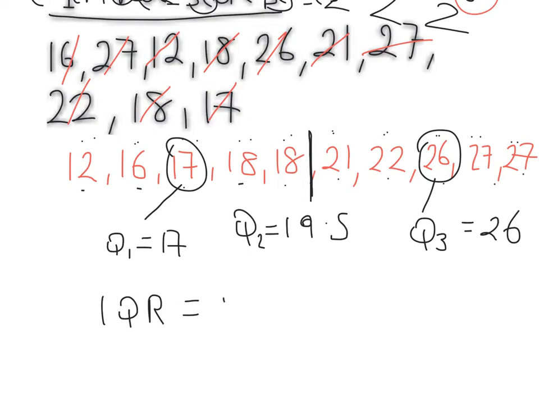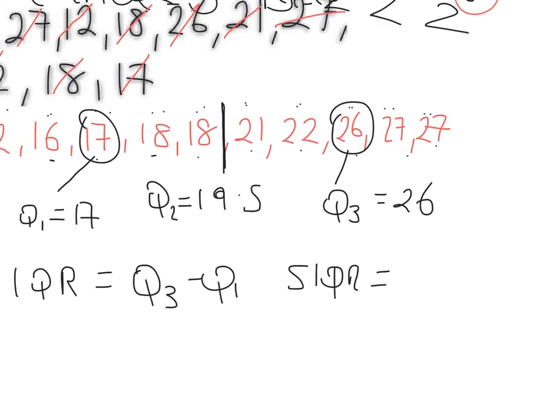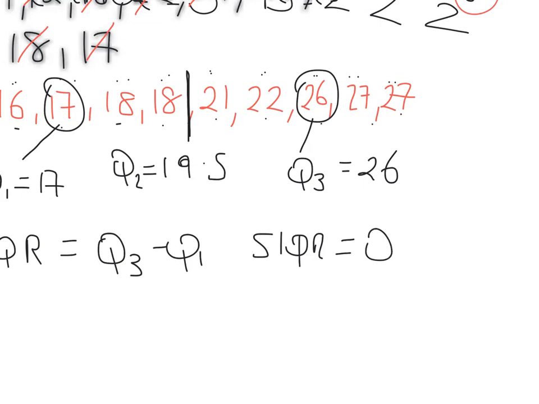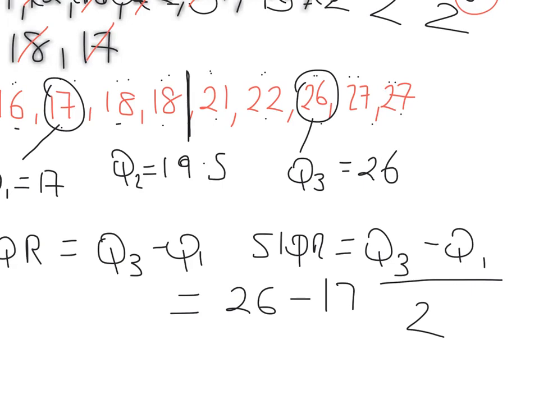Now, two formulas that won't be given to you in the exam, you need to remember them, is the interquartile range, which is Q3 minus Q1, and what was asked of us in this question was the semi-interquartile range. So if you think about a semicircle, that's half a circle. So the semi-interquartile range is just half of the interquartile range, so that's going to be Q3 minus Q1 over 2. Okay, I just put those numbers in then. So 26 minus 17 over 2. 26 minus 17 is 9. 9 over 2 is 4.5.